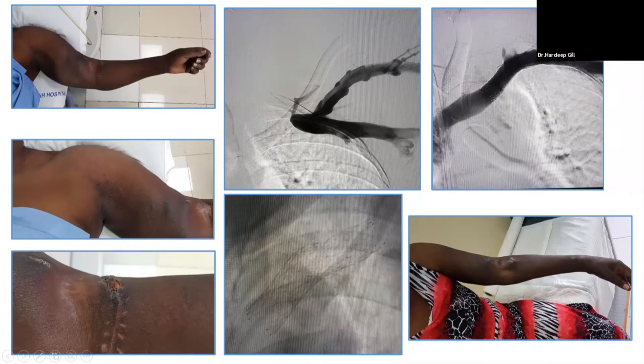Now, usually with central veins, angioplasty alone is not a very good option. There will be recurrence within 6 months. So if you're doing angioplasty alone for the central veins of the neck, every 6 to 9 months you'll have to keep repeating it. With the stent, you can get at least 18 months.